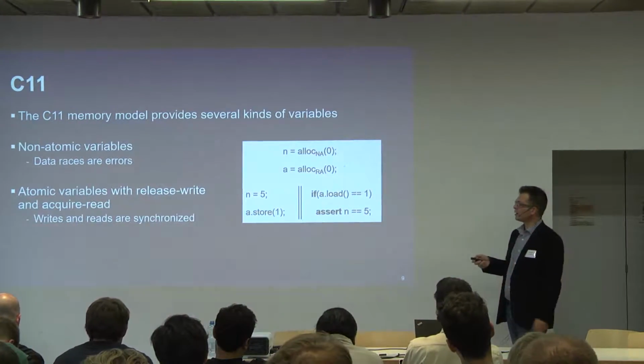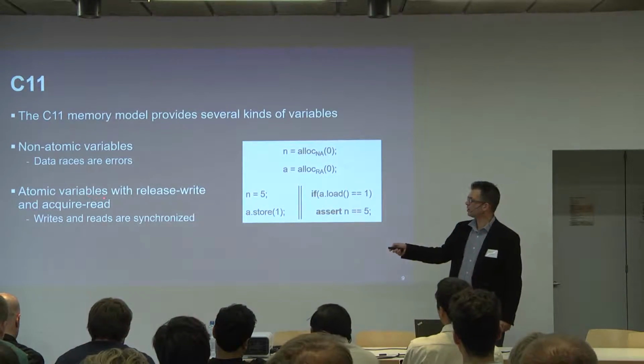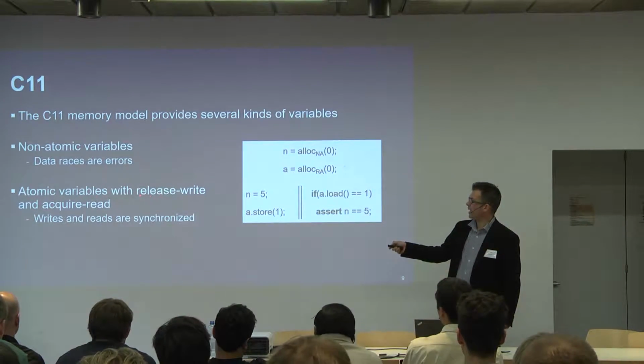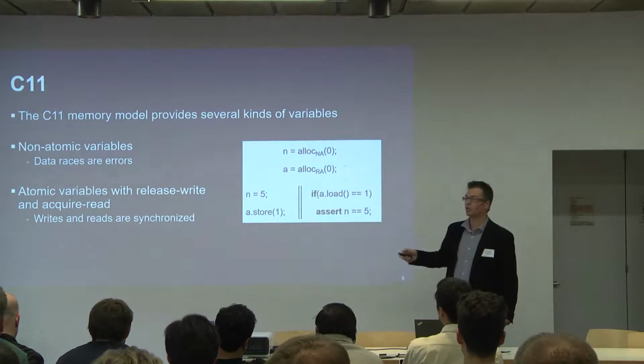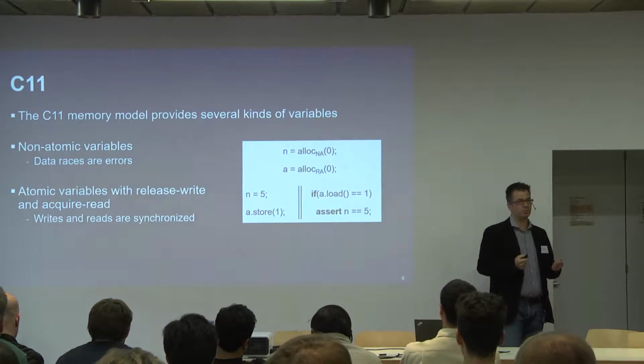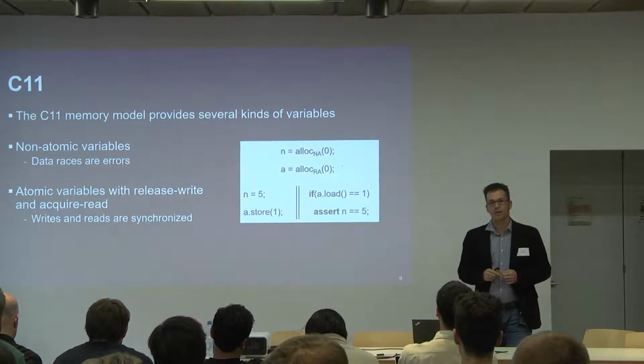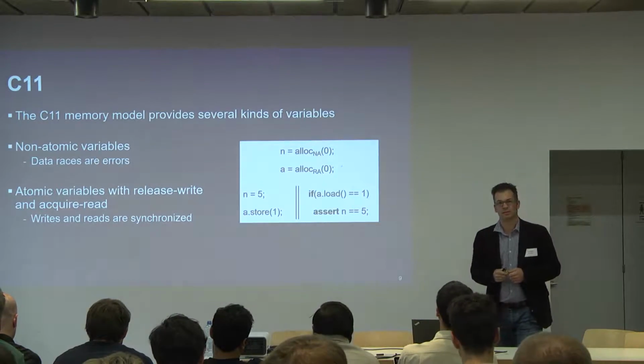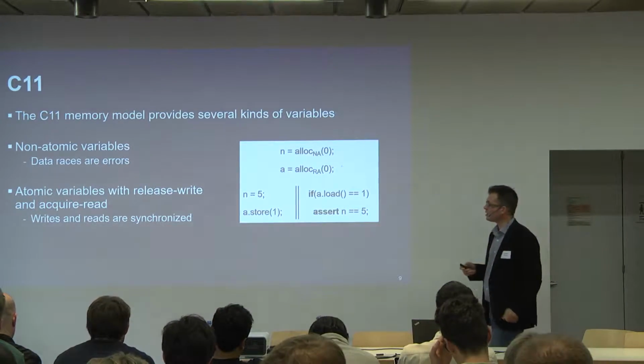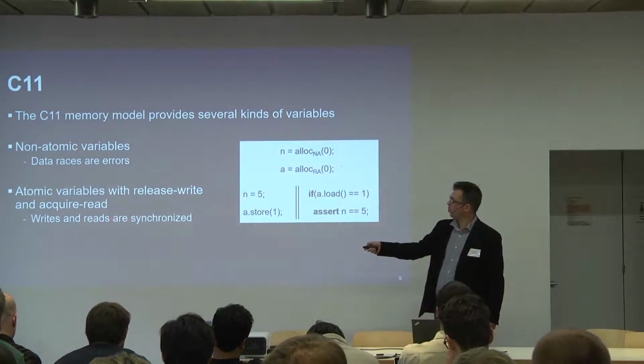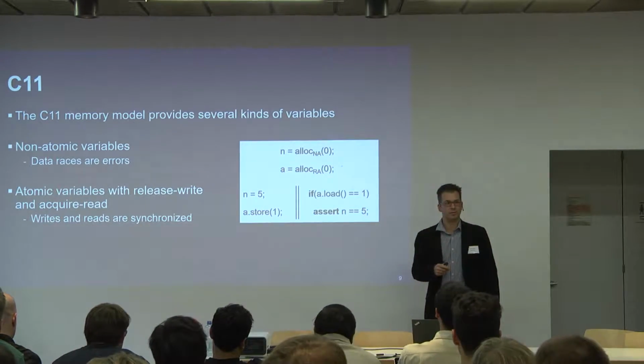And then I look at one kind of atomic variable, and those are the atomic variables that are accessed via release write and acquire read operations. These are specific read and write operations that allow you to access these atomic variables, and the speciality about it is that the memory model synchronizes the reads and writes. So what does that mean?